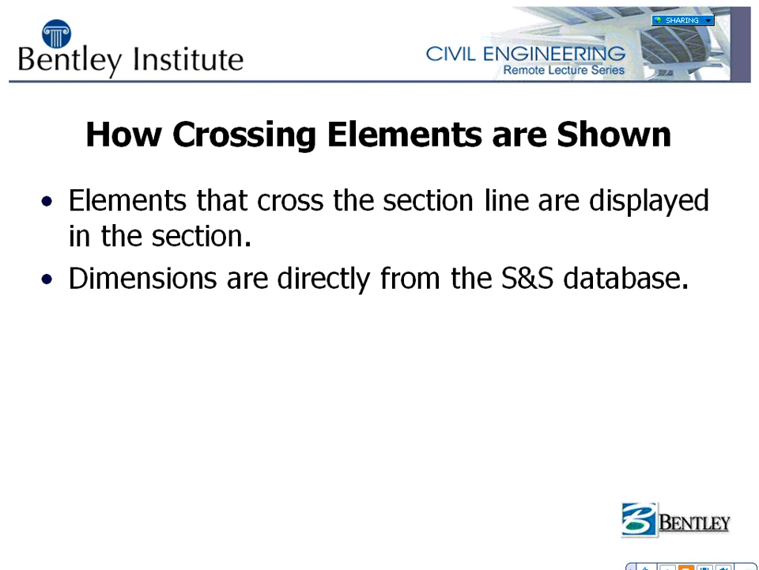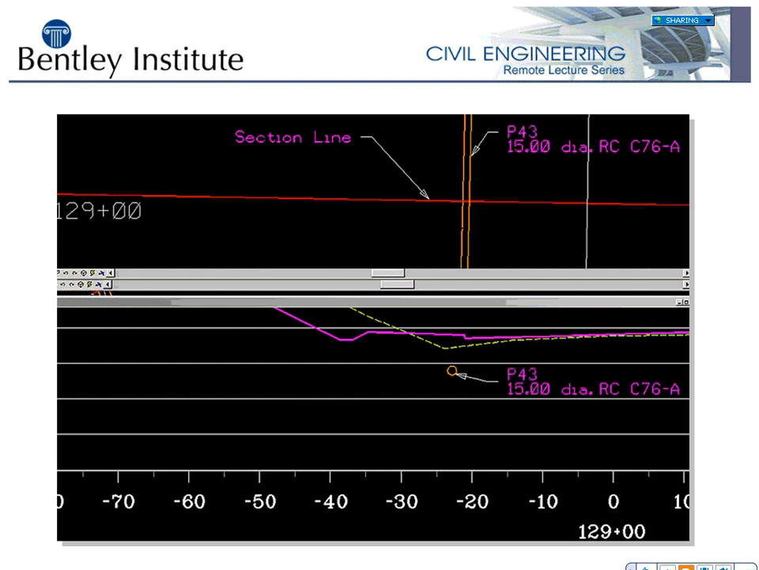And remember, we're not doing this from cells where you have to have a different cell for every size. We're reading these dimensions directly from the S&S database. Here's an example where on the top I have a plan view at station 129, and the section line is there in red, and we have a pipe P43. By the way, that pipe and all these annotations were done with the drafting notes, and I didn't have to type any of these diameters or types or IDs. Just by identifying the element, it knew what data that was and filled it into the cross section note. Down below is the cross section cut at that same station, and you'll see P43, and here's the zero and that white line is the center line. So that's what we consider a crossing pipe.